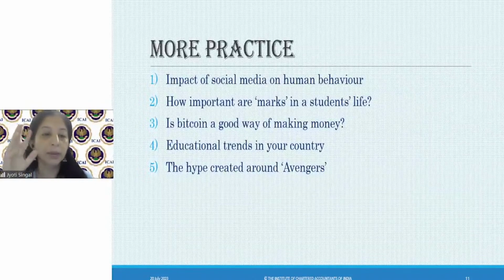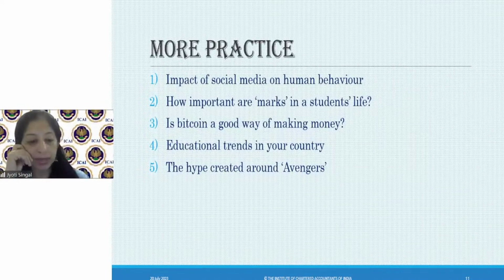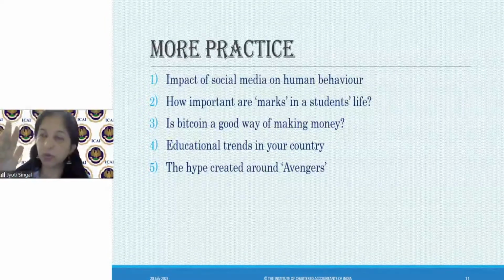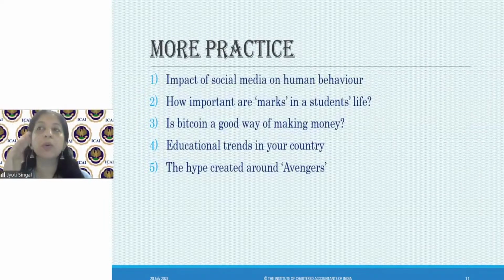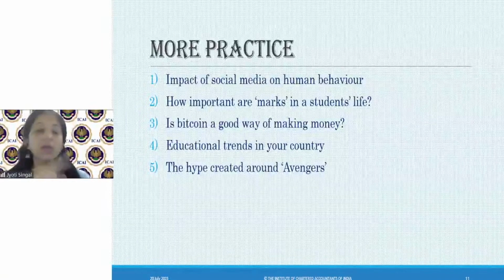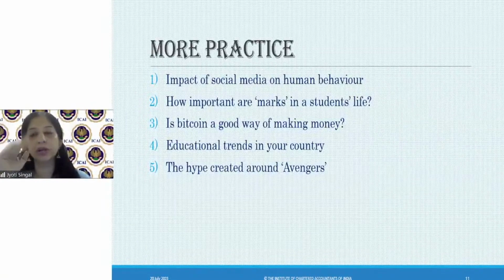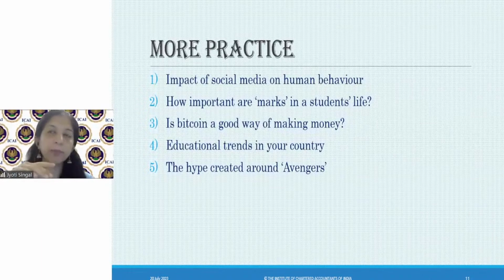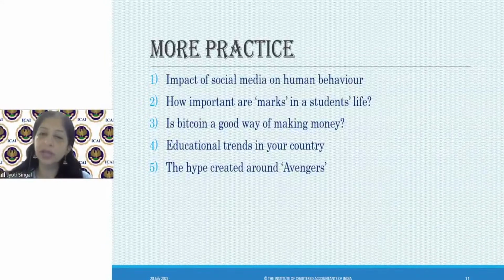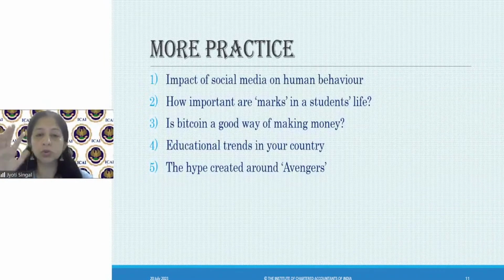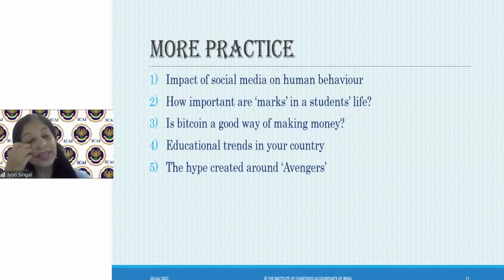Okay. Bitcoin, a good way of making money. Bitcoin is very similar to cryptocurrency. It is a cryptocurrency. You can name other cryptocurrencies and say what cryptocurrency is, what Bitcoin is, and how it works. This topic will require a lot of research. You cannot write such a topic on your own unless you have read about it, in which case very, very good. But if you don't know the topic, you will have to do some research because it's a technical topic.